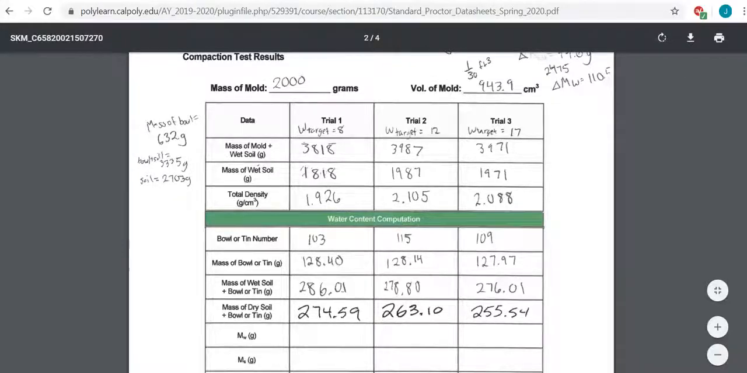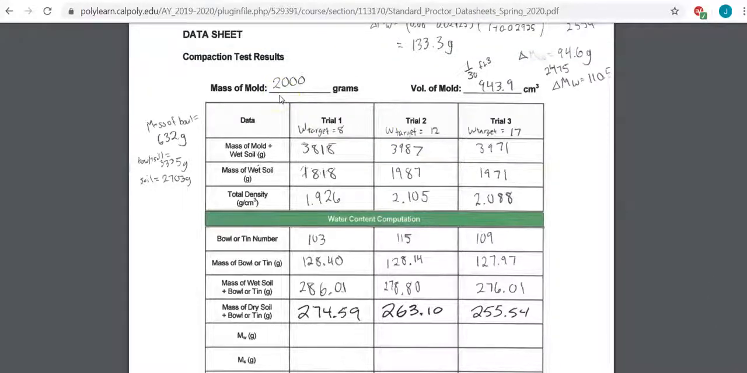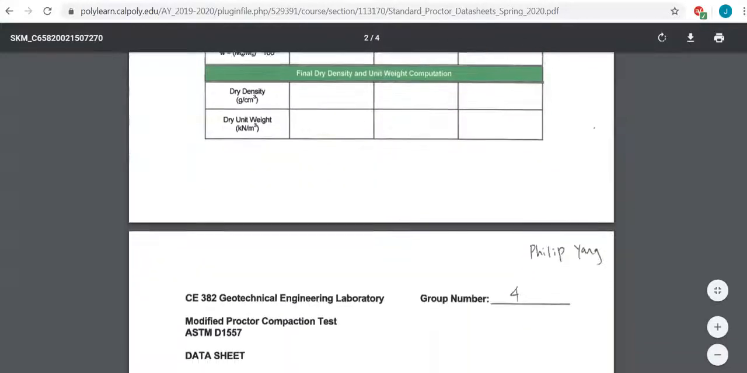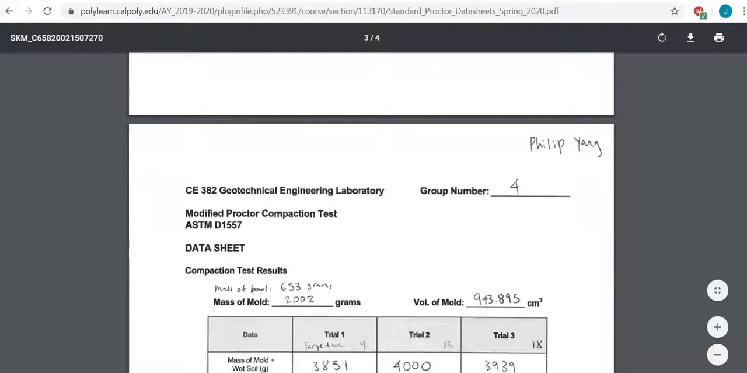Okay, so we have the mass of the mold that was used when we compacted the material. And when you watch the video, you'll see what the mold looks like. It's just a cylindrical mold. The masses of each of the molds is a little bit different. So this is 2,000 grams. Let me just scroll down to another data sheet just to point that out. This one's 2,002 grams. Okay, so you have to use the mass of the mold, obviously, that's associated with the data that you're looking at.